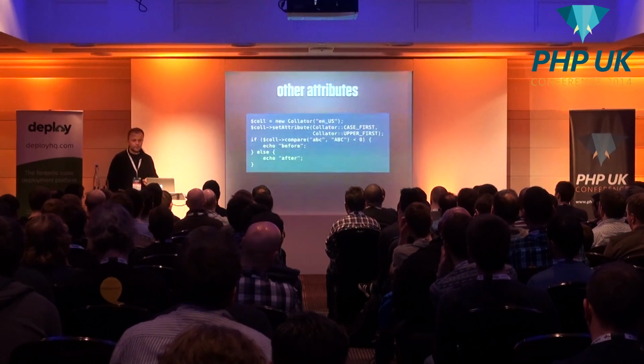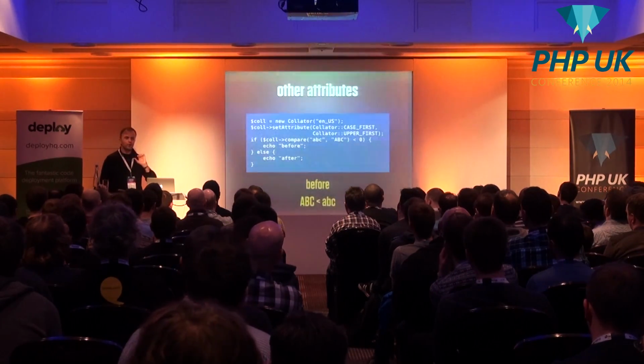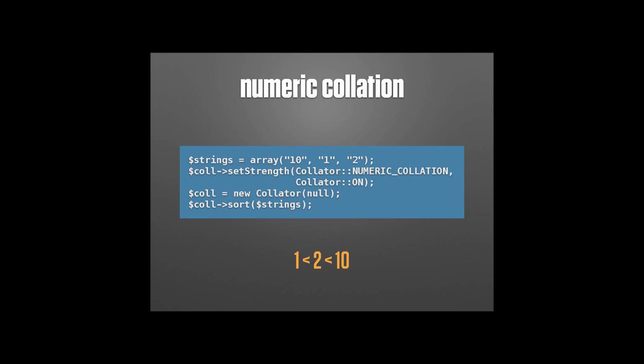So the other thing is numeric collation, which helps if you are trying to sort numbers like 10, 1, and 2, and it puts them in the wrong order, right? You can set numeric collation to on, and it will sort them like numbers, in numeric order basically, instead of by string length and all that stuff.